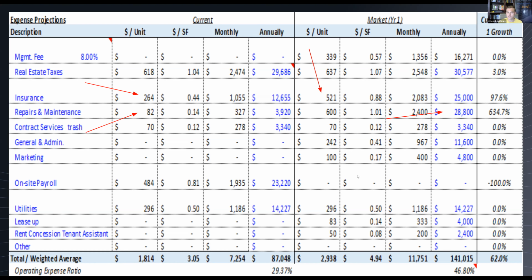Literally hundreds of thousands of dollars of value added in a very, very short amount of time. Okay. And that's it on this. Any questions on this before we go on to the next one?